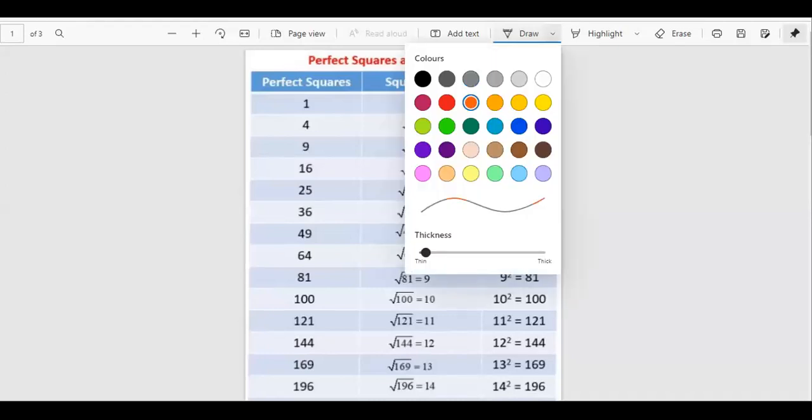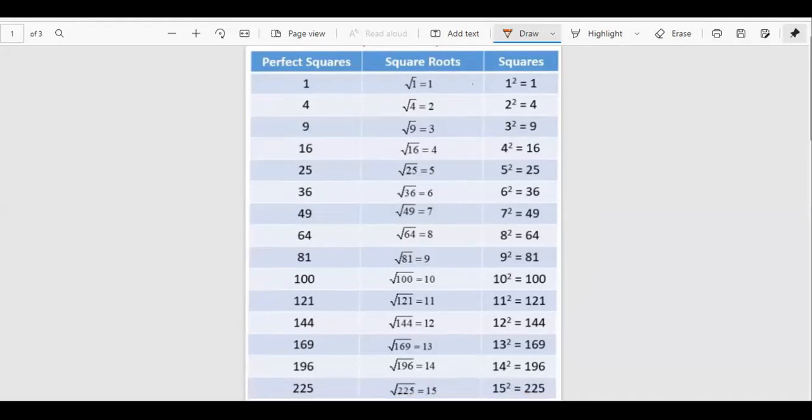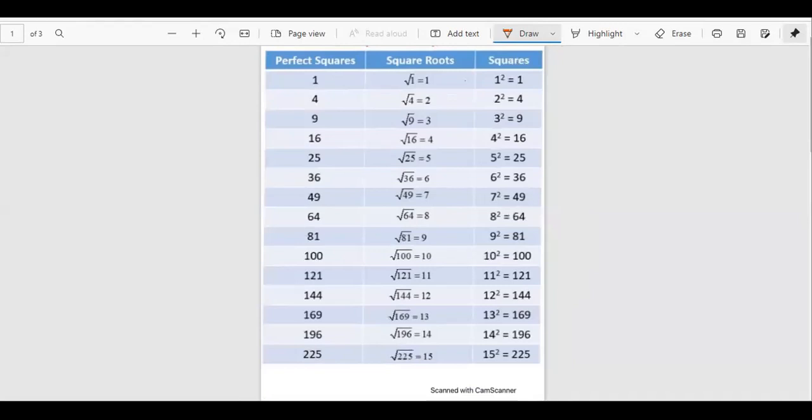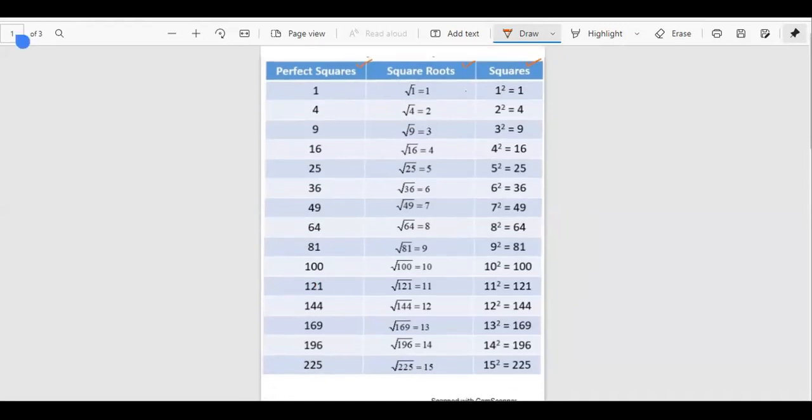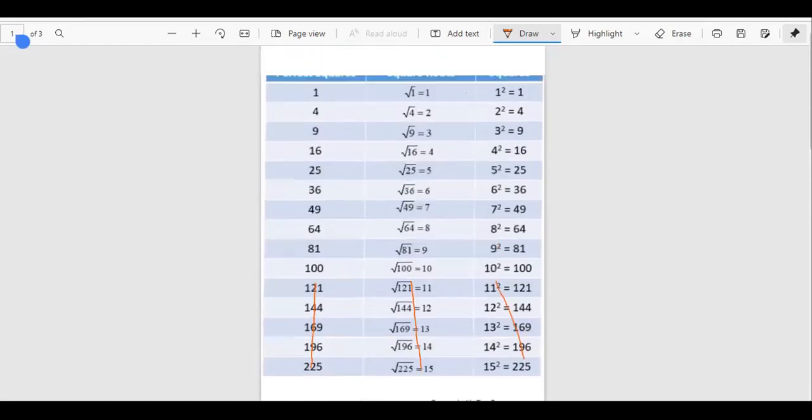Yes, ma'am. Okay. So we have a list of perfect squares and square roots, right? We have the first 15 perfect squares, square roots, and squares. You only need to learn the first 10, so I'll just cross this out. You have to learn these, okay? They are very important.